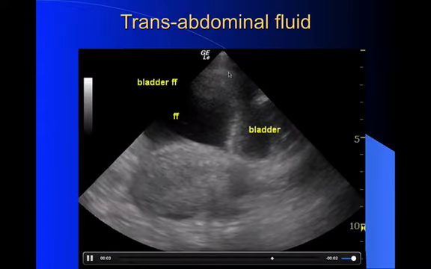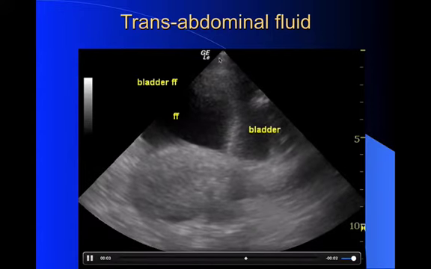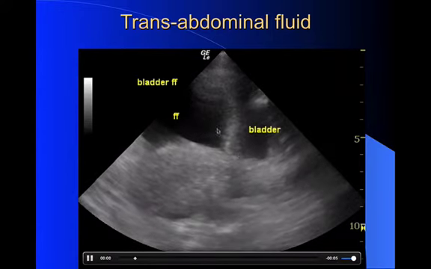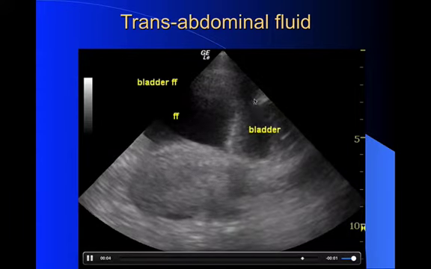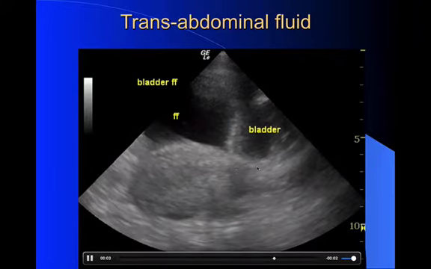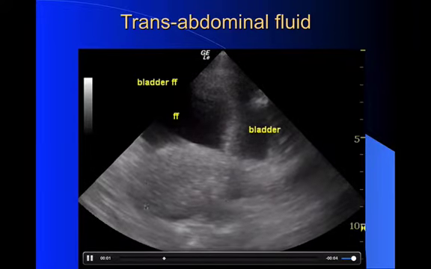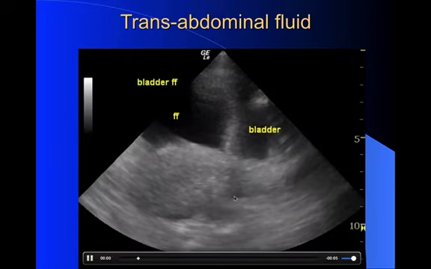In this view, we have a transabdominal view of free fluid in the pelvis. And what we see here is the bladder wall, and then anterior to that, we see free fluid. Below that and deep to that, we see the vaginal stripe, the cervix, and the fundus of the uterus. So we know that this uterus is anteroverted.